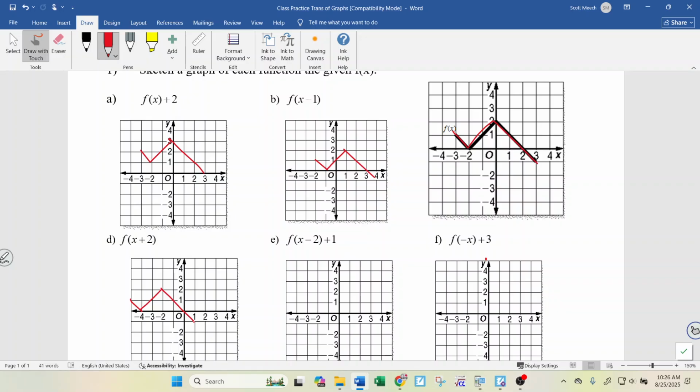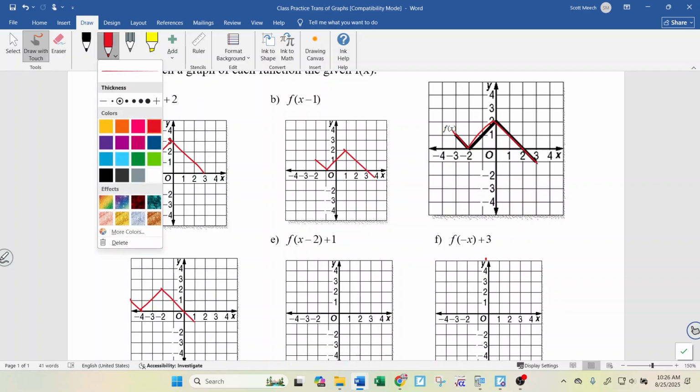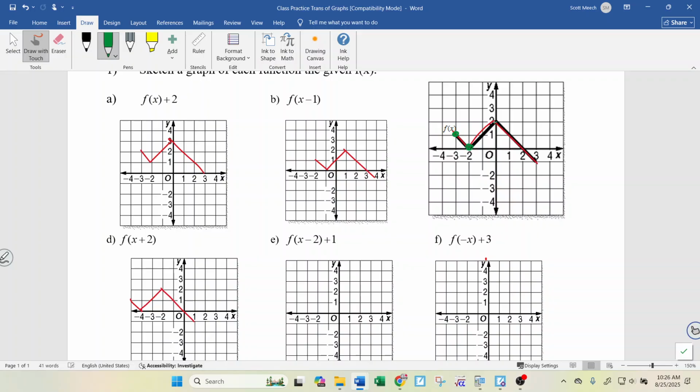Now here's how I would do that one. I think of those 4 points. And I think, okay, that point here is going to go right 2, up 1. Right 2, up 1 for each point, to kind of get the new graph.